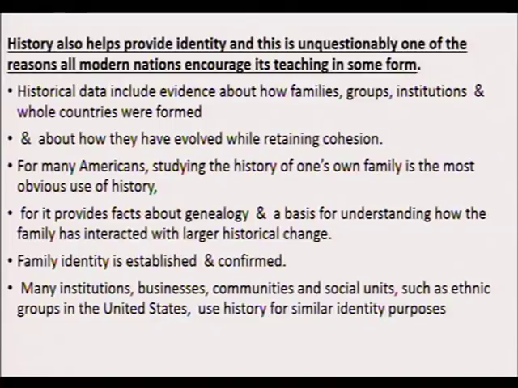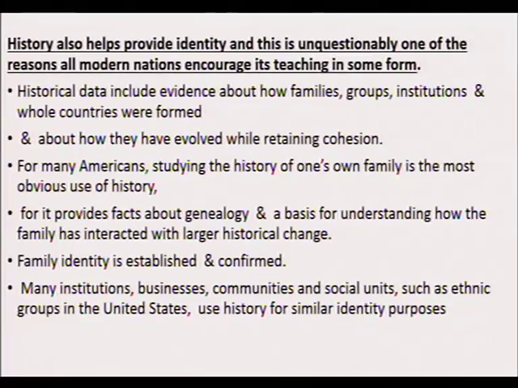Historical data includes evidence about how families, groups, institutions, and whole countries were formed, and also how they have evolved while retaining cohesion. For many Americans, studying the history of one's own family is the most obvious use of history because it provides you information about genealogy and a basis for understanding how the family has interacted with larger historical change. Thus, family identity is established and confirmed.